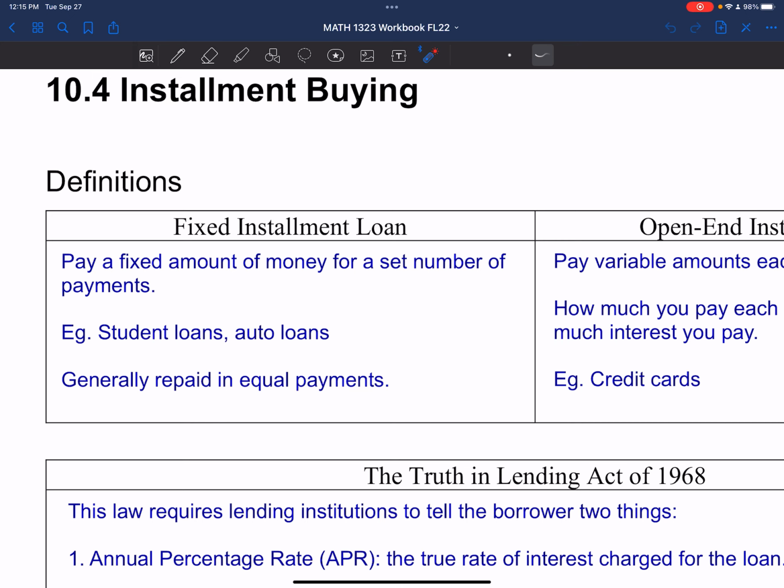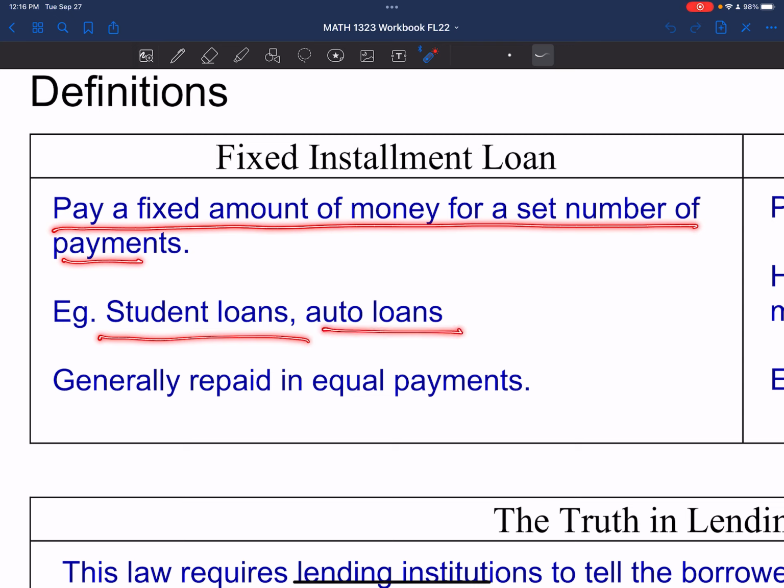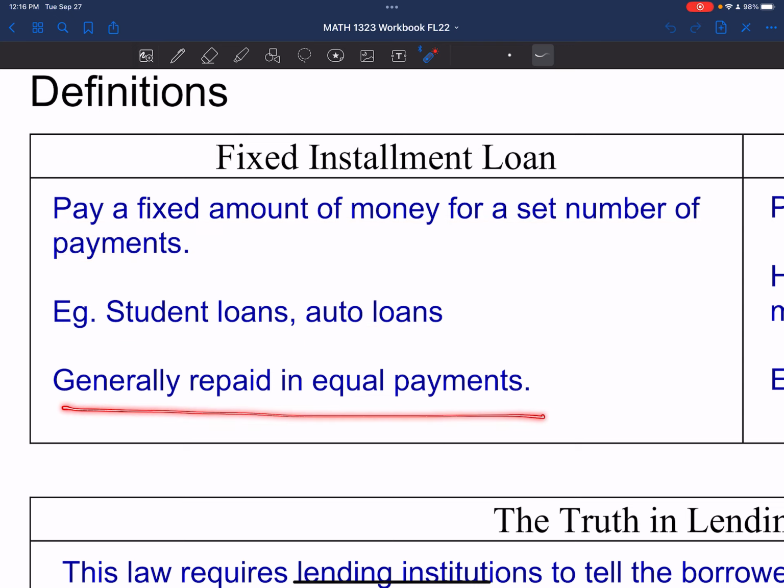All right, so there are two types of installment loans. A pretty common one, probably the more common one, is the fixed installment loan, where someone pays a fixed amount of money for a set number of payments. This is what you'll see with student loans or auto loans. And each payment is repaid in equal pieces.